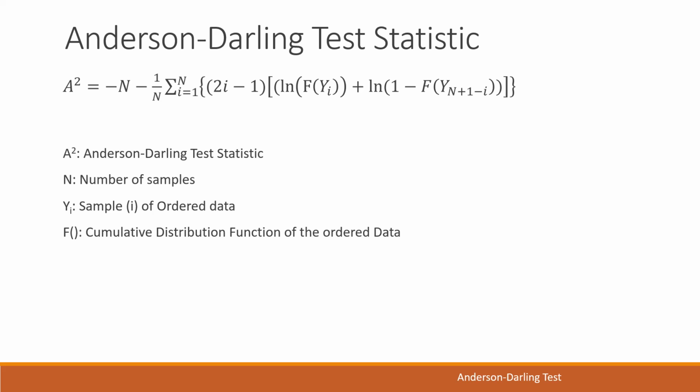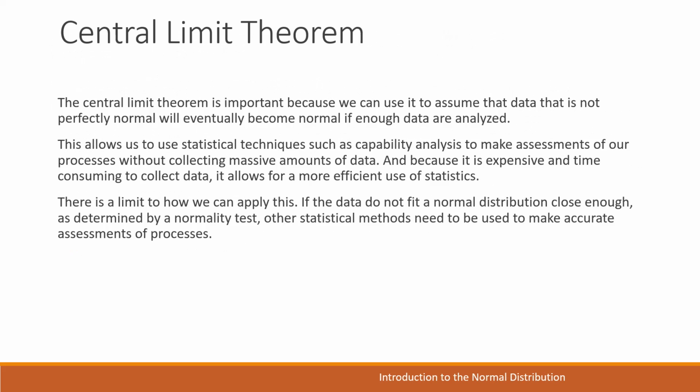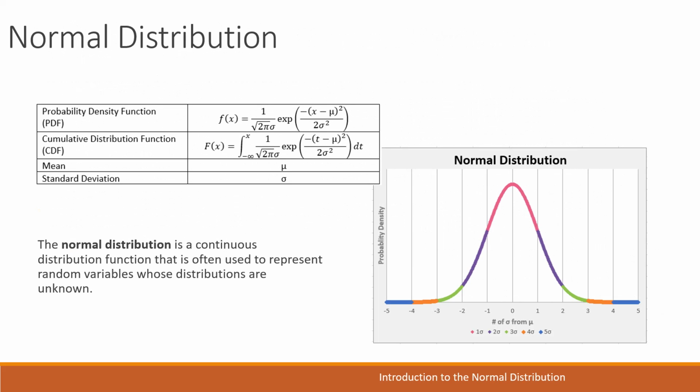And then your F of y is the cumulative distribution function. So what this means is you take your data and you order it from smallest to largest, and then you plug that into the cumulative distribution function.